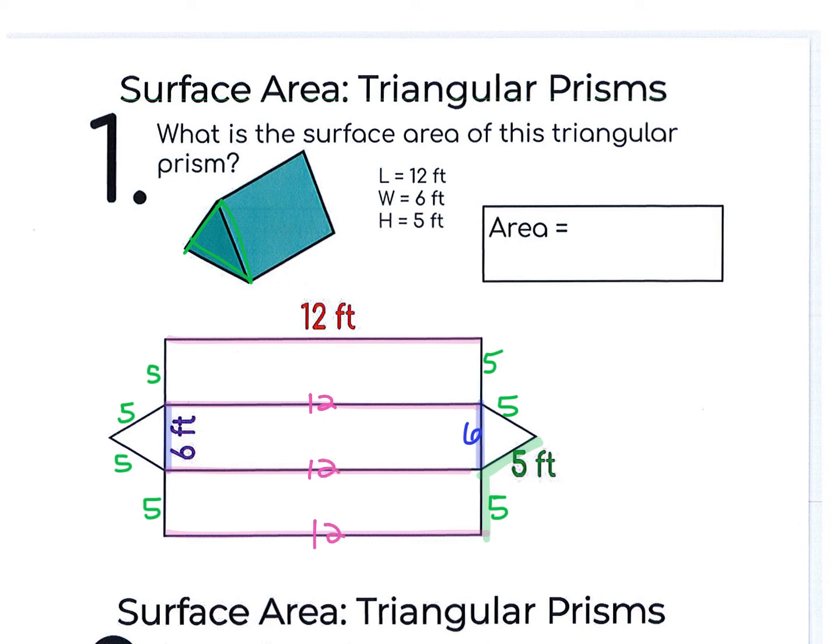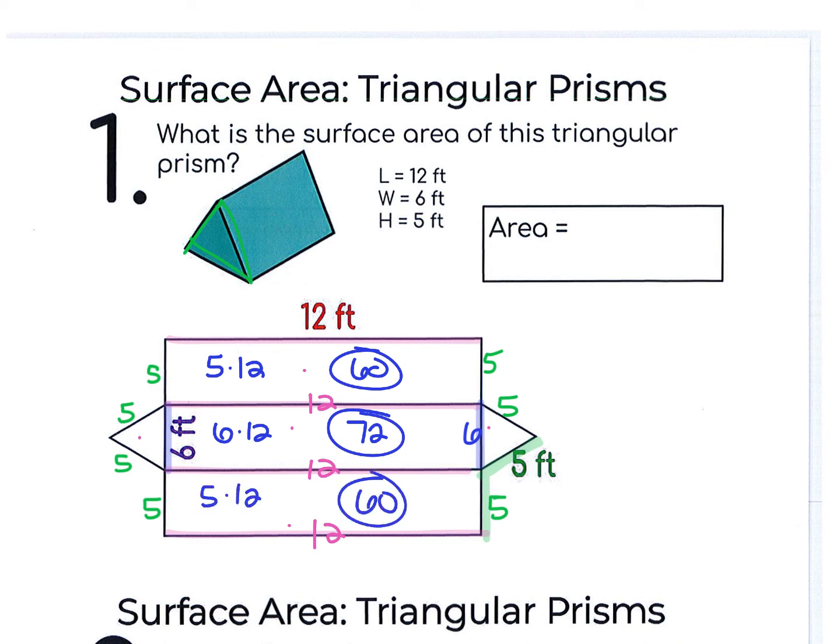Okay, now the nice thing is we have nets. We have our 2 triangle ends and our 3 rectangles. Notice the 3 rectangles are not the same, so we have to be careful with our math. The first one is 5 by 12. 5 by 12 is 60. Second one is 6 by 12, which is 72. And the third one is back to being 5 by 12, which is 60. The rectangles are the easy part. Now, for the triangles, we need to find the area of those triangles.